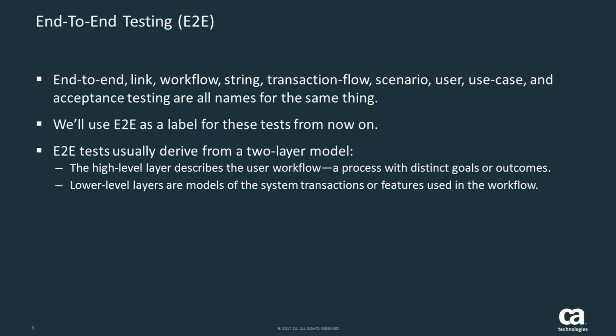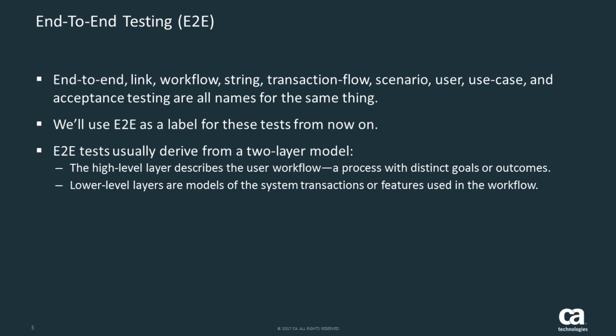Now, there's a lot of confusion in terms of terminology in this area, and end-to-end testing is one label for what has been called link, workflow, string, transaction flow, scenario, user, use case, acceptance testing. All these things are very similar, and it's hard to tell them apart, I have to say. What I'll do is use end-to-end or E2E as a label for these tests from now on.